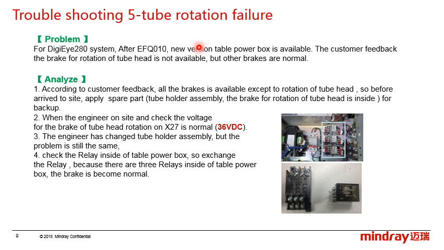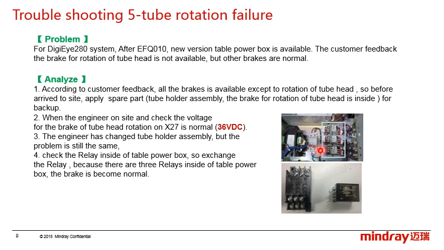The next troubleshooting is about the tube rotation failure. For DigiEye280, after this ECR, we got a new version of table power box. And the customer feedback, the brake for the tube rotation is failing, but the other brakes are normal. So, according to the customer's feedback, all the brakes are available except the tube rotation.